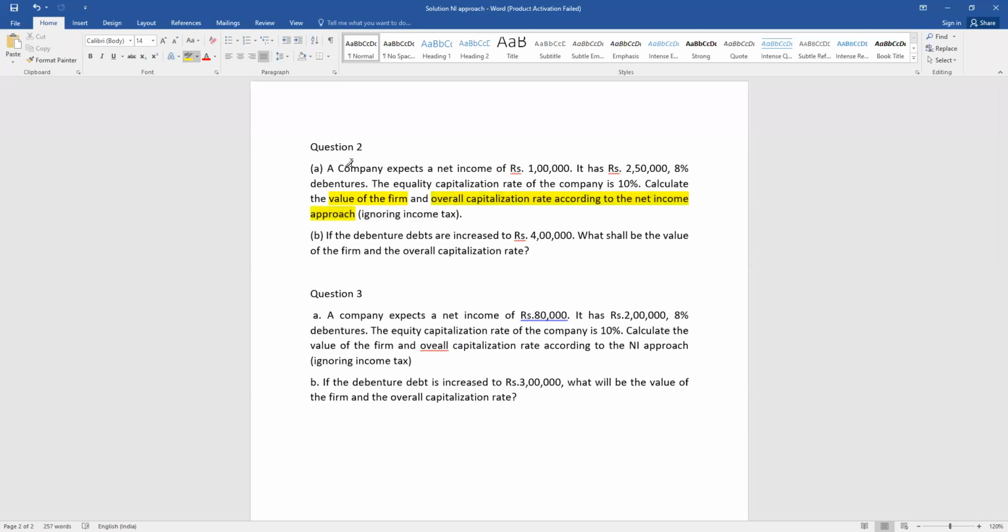So in this problem, you are supposed to calculate two important things. You need to calculate the value of the firm, as well as the overall capitalization rate according to the net income approach. So what does overall capitalization rate say? The capitalization rate should come down and the value of the firm should increase. So this is what we are going to find out, and this we will go through in the next class.